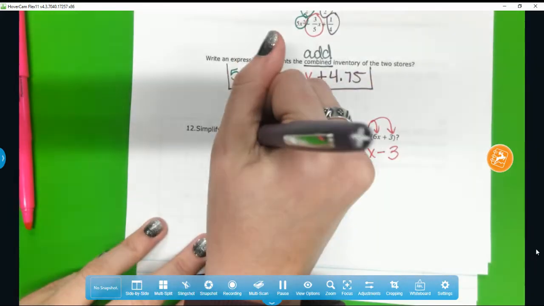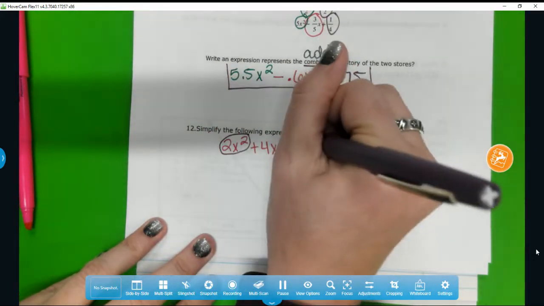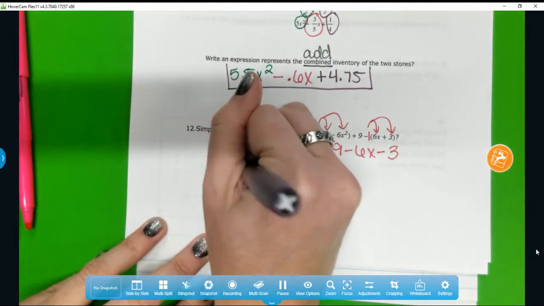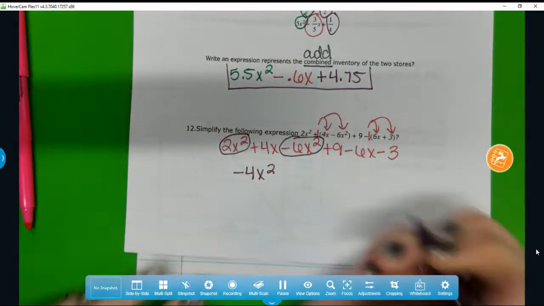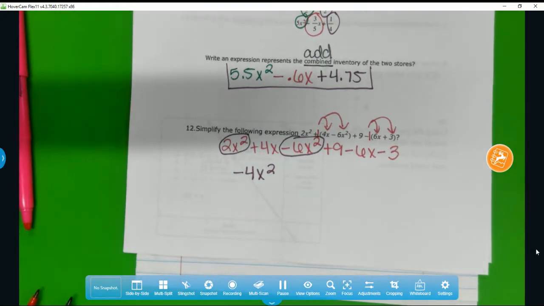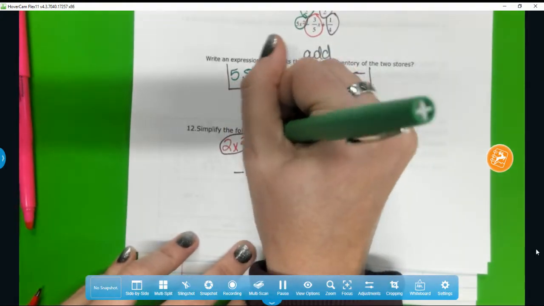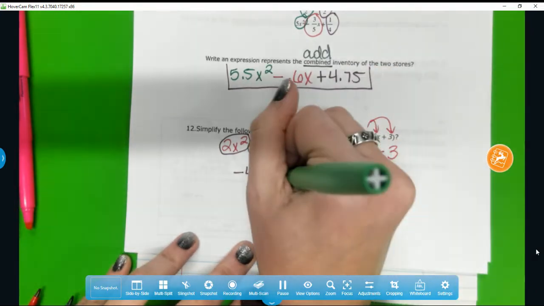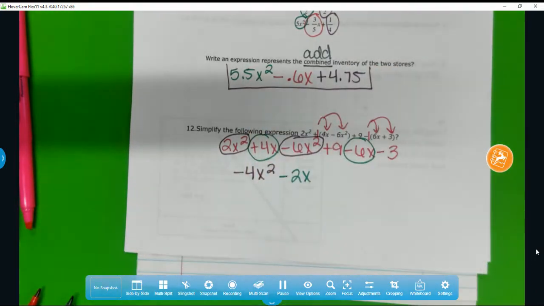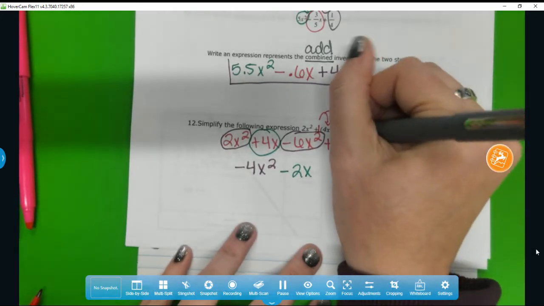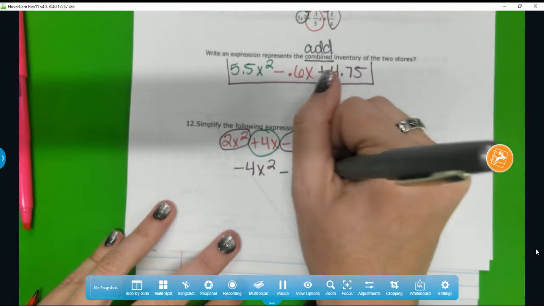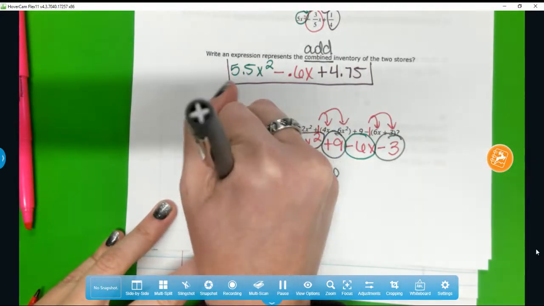So now I'm going to combine like terms. So I'm going to combine my x squareds. So I have negative 4x squared. I'm going to combine my x's. So I have 4x minus 6x. So that would be a minus 2x. And then I'm going to combine my numbers. So 9 minus 3. That's going to give me a positive 6.